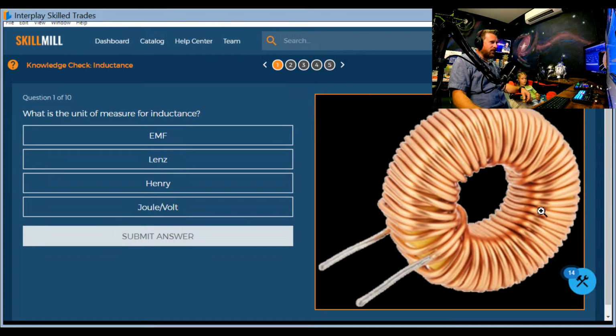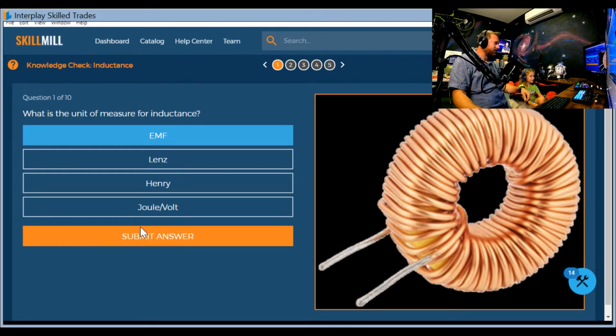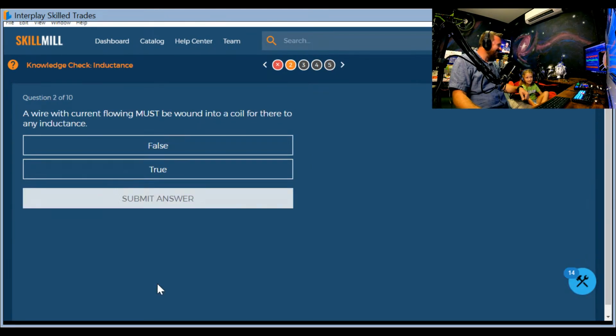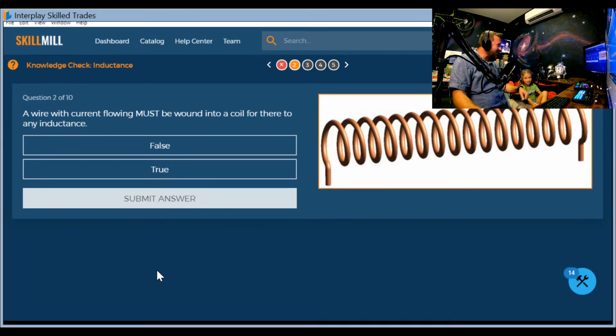Let's do the knowledge check, Maddie. What is the unit of measure for inductance? Is it EMF, Lens, Henry, Joule/volt? Joule/volt. You failed. What? It's Henry! Oh, we're both wrong. Guess we weren't paying attention.